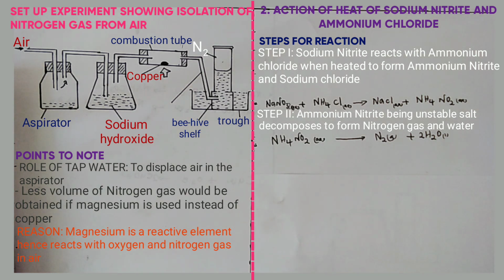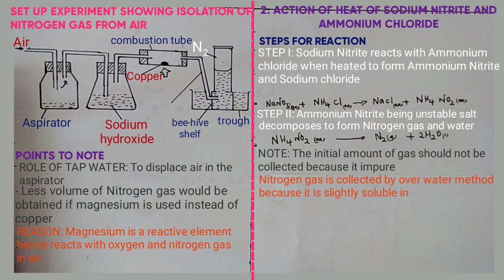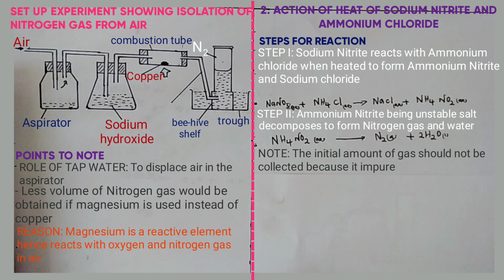Note that the initial amount of gas should not be collected because it is impure. That is, it is mixed with air originally in the flask. Therefore, after that the gas is collected by the over water method. Reason: it is slightly soluble in water. Now the diagram below shows laboratory preparation of nitrogen by decomposition of a mixture of ammonium chloride and sodium nitrate.